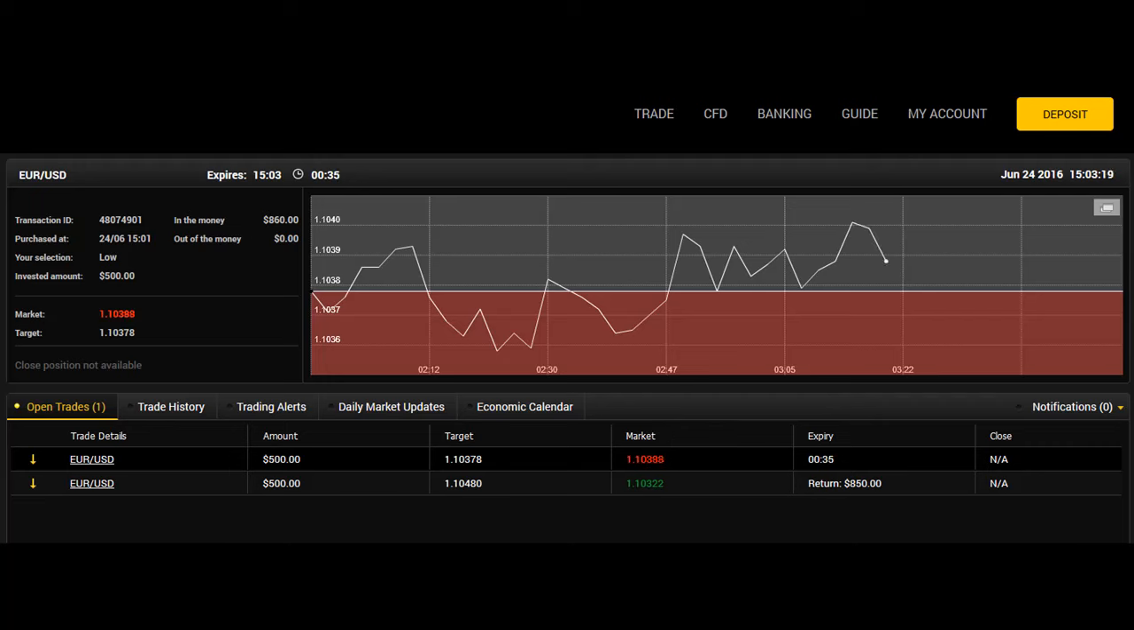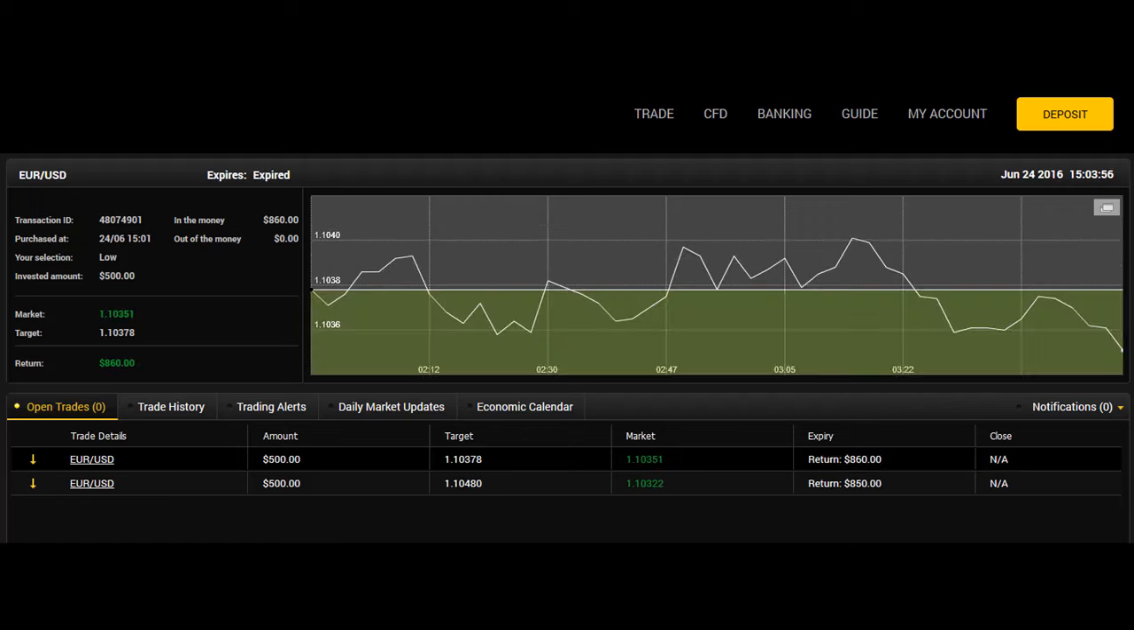The price has gone up about 1 pip, hovering around there. Still 30 seconds to go. Break even: when you see all dark, all the same gray color, it's actually the break even point. If not, it's usually red or green. Yes, okay. And now $360 made.